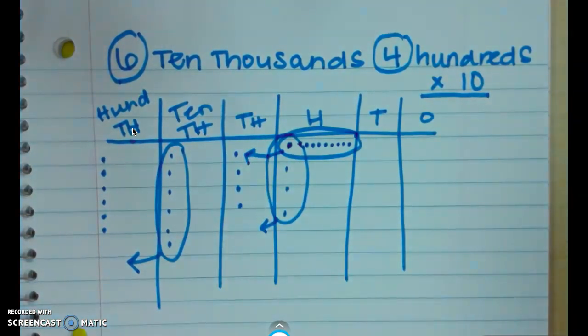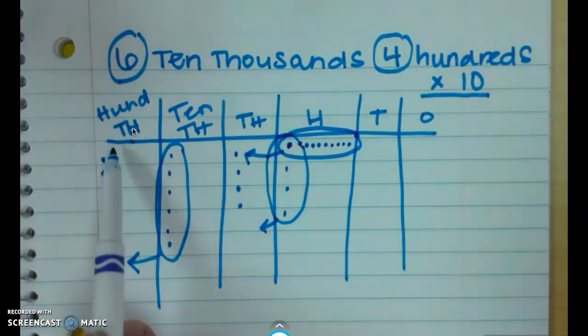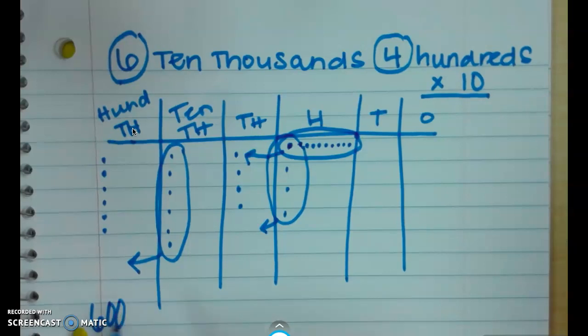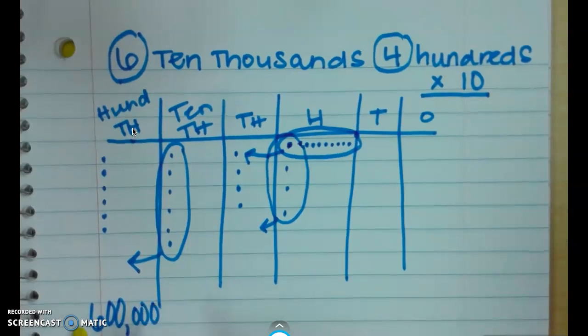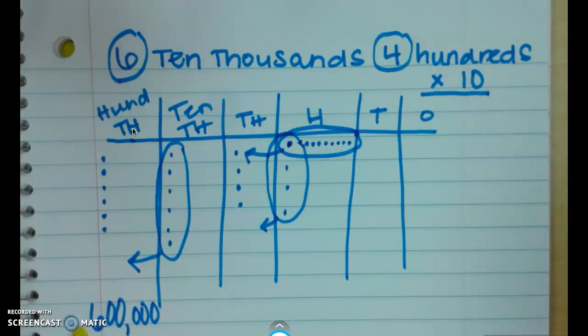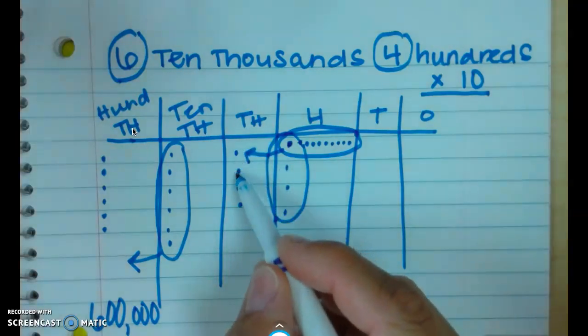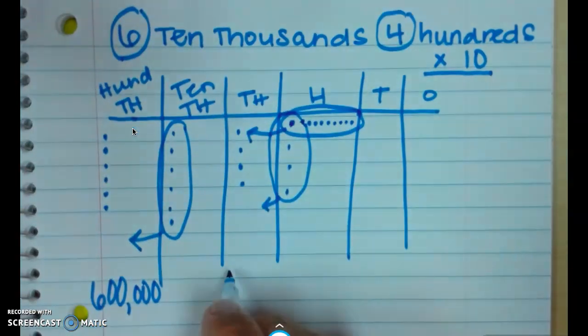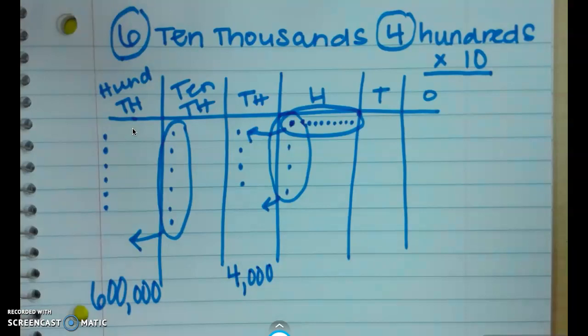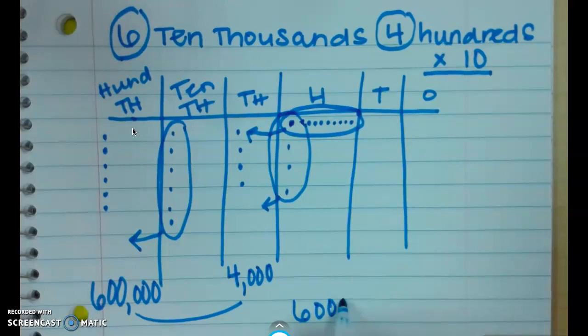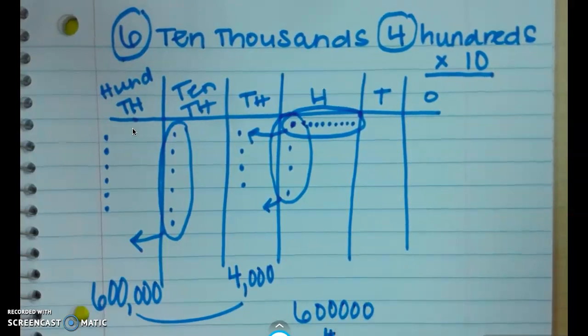So now what I do is I have 1, 2, 3, 4, 5, 6, 100,000s. So I'm going to write down that 6 100,000s is the same as 600,000. I have 1, 2, 3, 4 thousands now. 4 1,000s is the same as 4,000. And then you just got to add these together. 600,000 plus 4,000 is 604,000. Don't forget your comma.